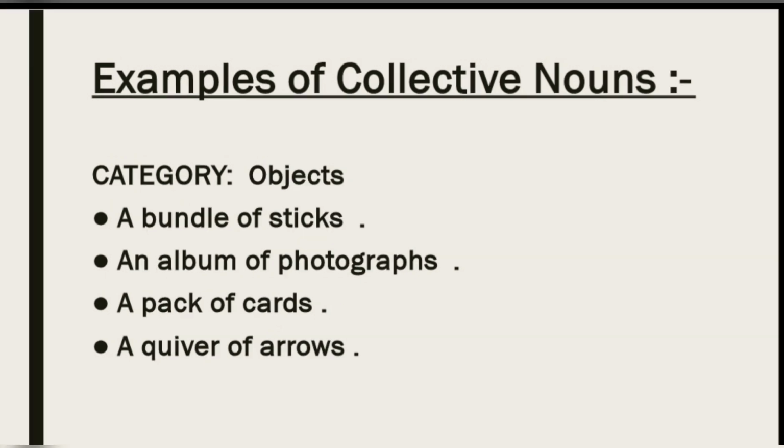The last category that we are going to do is a category of objects. The first example is a bundle of sticks, a group of sticks. An album of photographs, a group of photographs. A pack of cards, a group of cards. A quiver of arrows, a group of arrows.